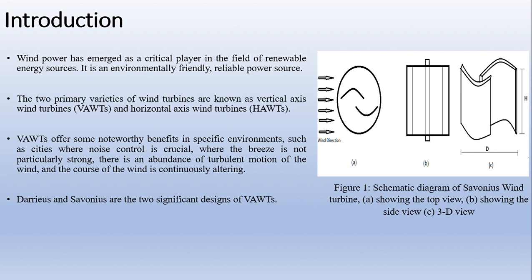There are specifically two types of vertical axis wind turbine. One is Darrieus and another is Savonius. In this project, we are going to mostly deal with the Savonius wind turbine. Figure 1 shows the schematic diagram of the Savonius wind turbine, showing the top view, side view, and 3D view.